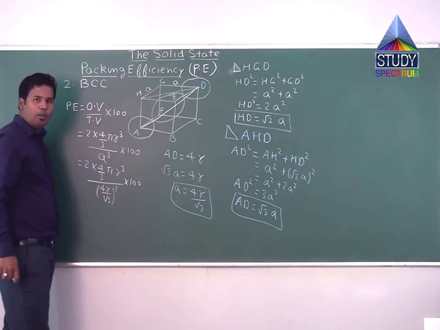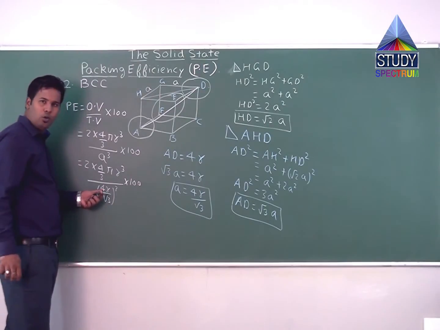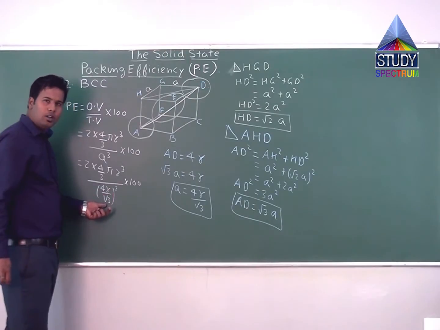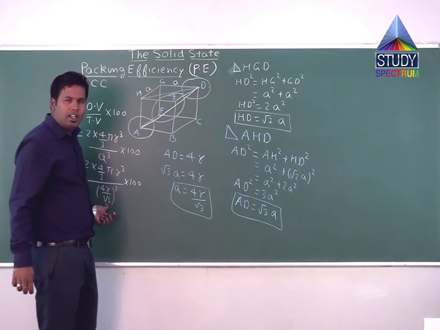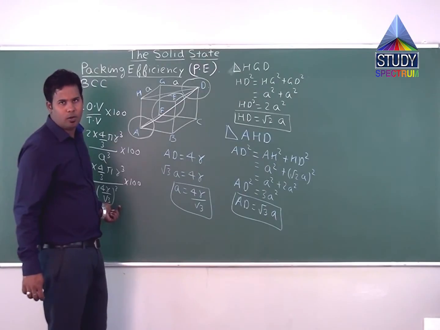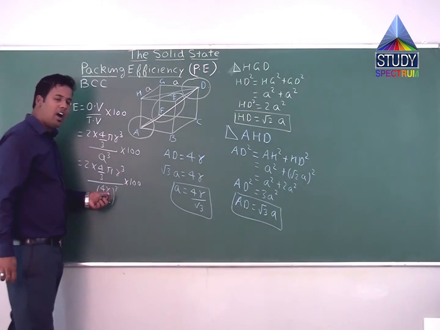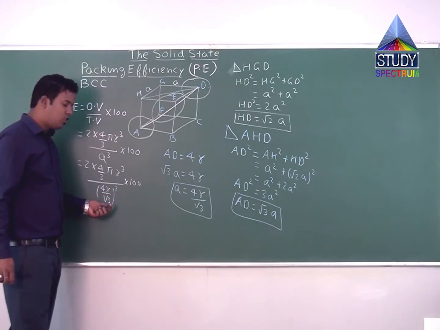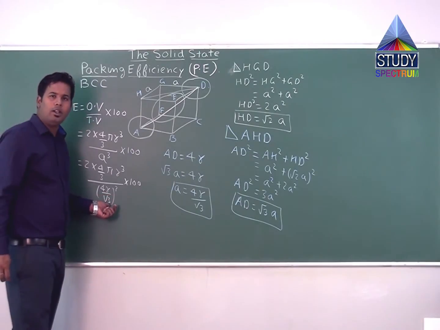And if I open this bracket present in the denominator, it will become cube of 4 into cube of r divided by cube of root 3. Now cube of 4 is nothing but 4 into 4 into 4, that is 64. And cube of r will be simply r cube, whereas cube of root 3 will be root 3 into root 3 into root 3, that is 3 root 3.